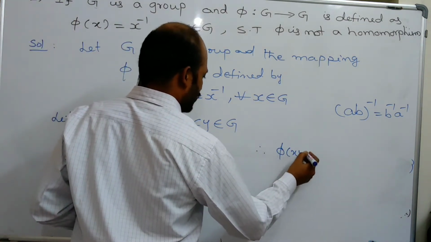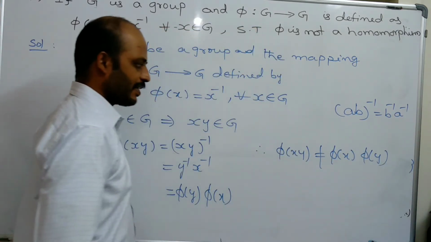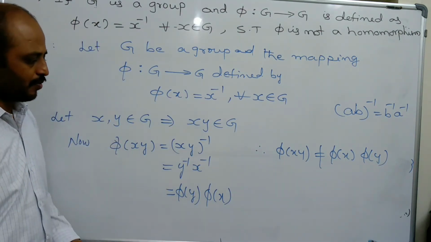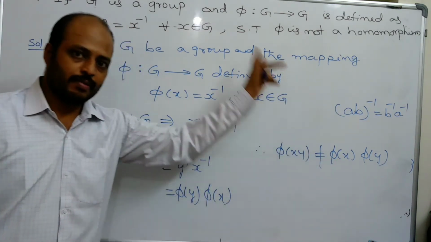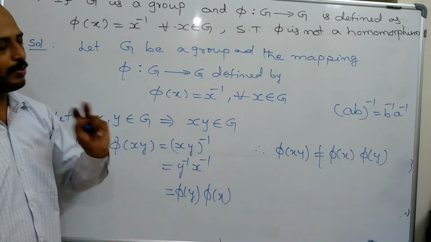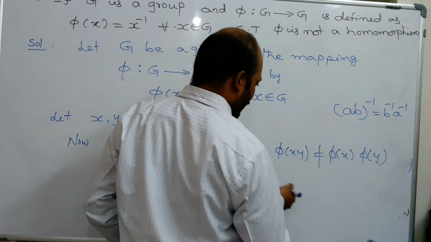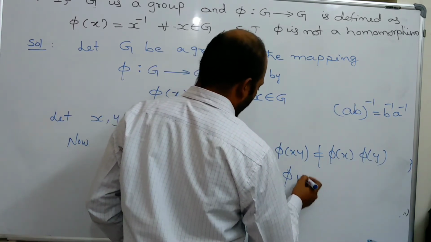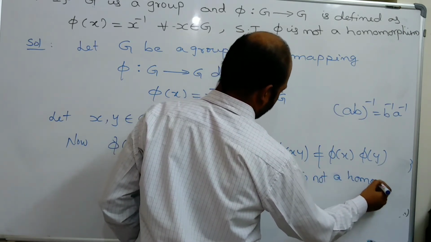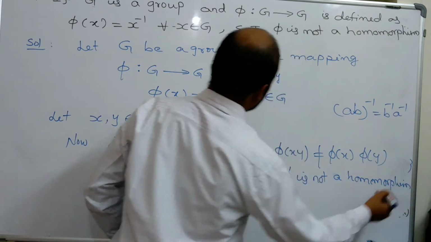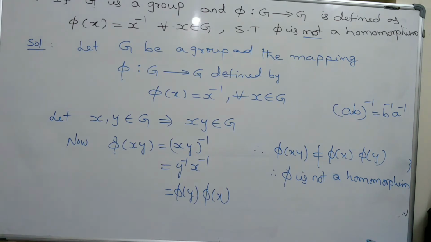Therefore, pi of xy not equals to pi of x into pi of y. You observe that if capital G is abelian, then this condition holds, but they have not given that G is an abelian group. They said only group, so you don't use the abelian property. So pi of xy not equals to pi of x into pi of y. Therefore, pi is not a homomorphism. Which is the required solution also. How to show that pi is not a homomorphism? Observe that. Let us solve the next problem.